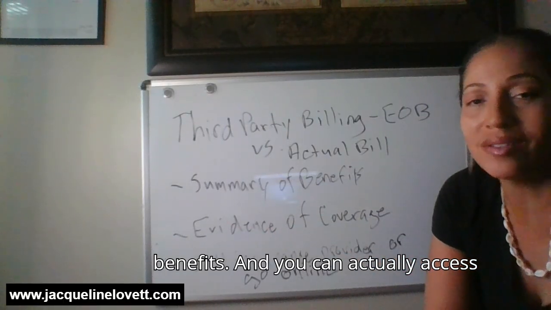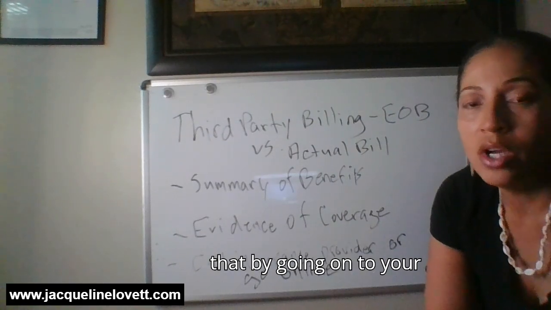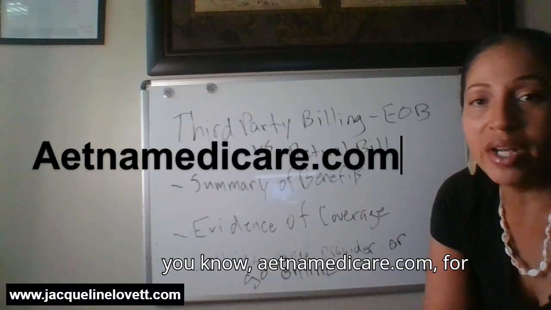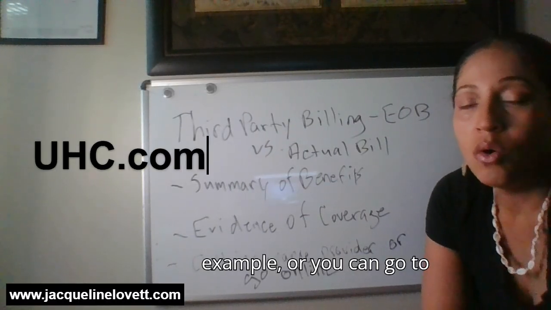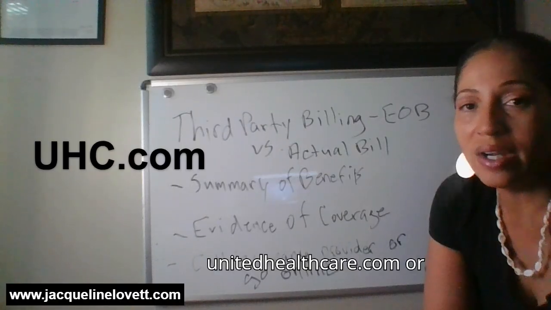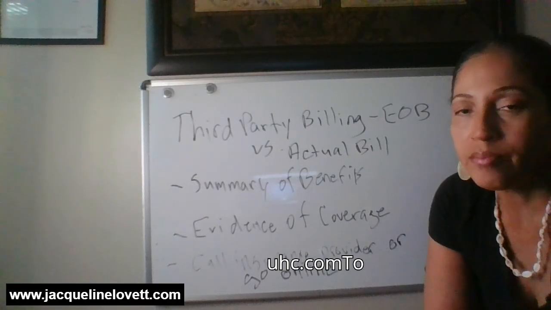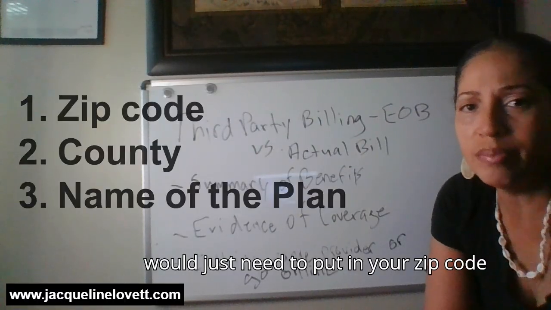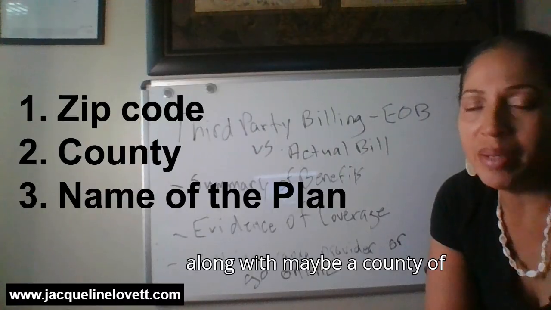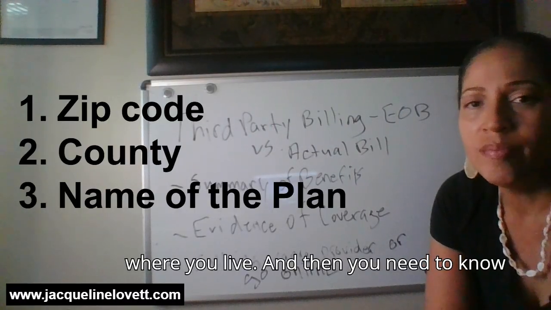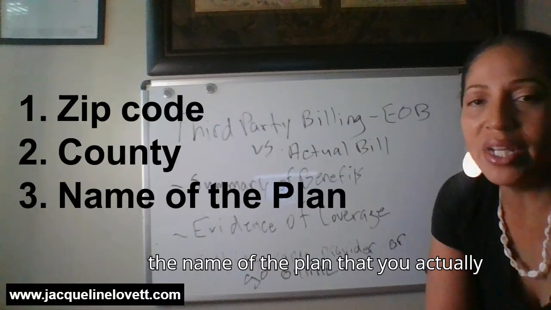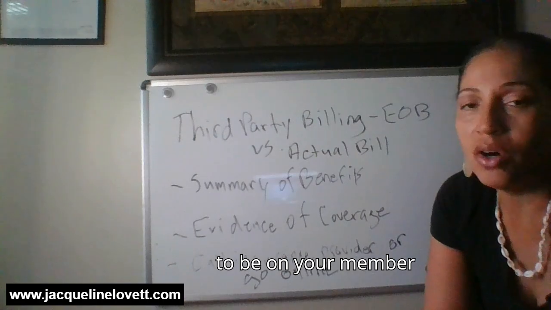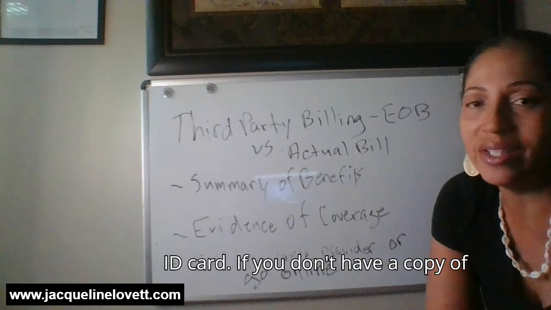And you can actually access that by going on to your company's website. You can go to AetnaMedicare.com for an example, or you can go to UnitedHealthcare.com or UHC.com to pull up this information. You usually would just need to put in your zip code along with maybe a county of where you live. And then you need to know the name of the plan that you actually are enrolled in. And usually that's going to be on your member ID card.